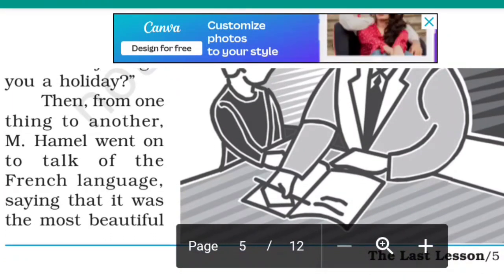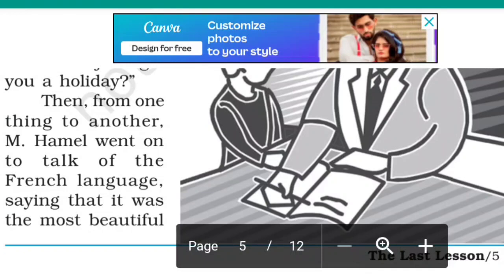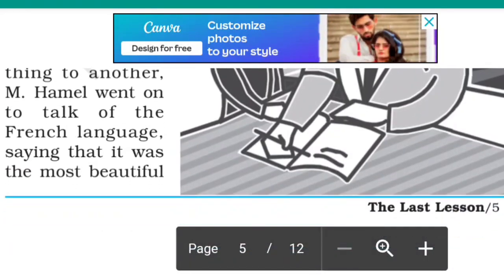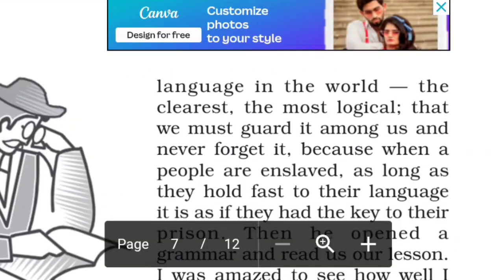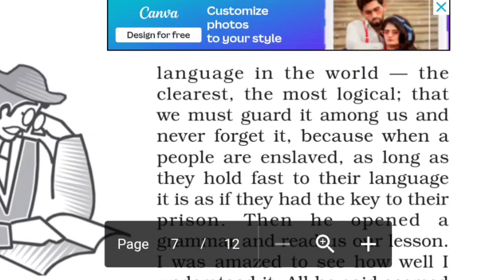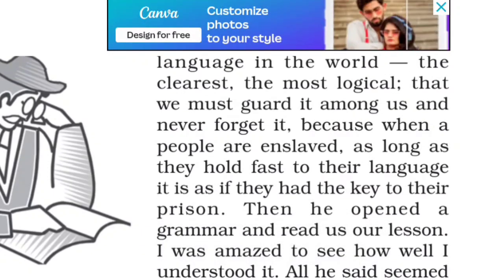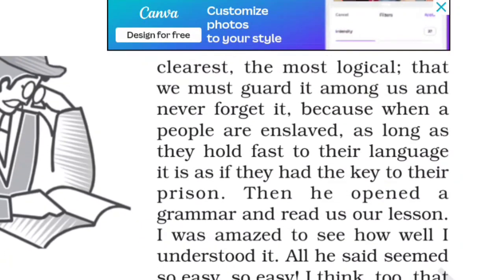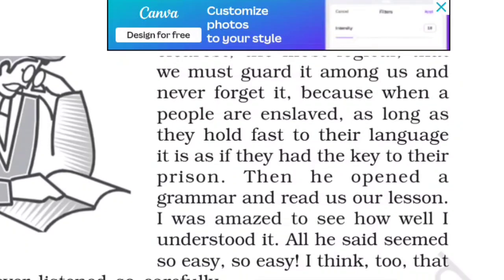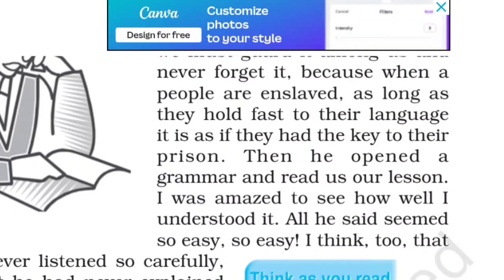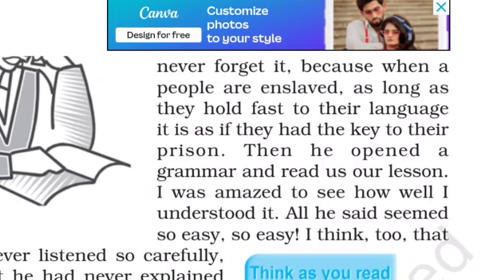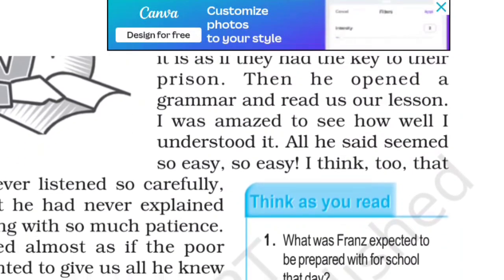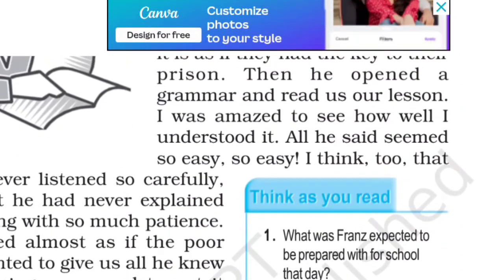Then, from one thing to another, M. Hamel went on to talk of the French language, saying that it was the most beautiful language in the world, the clearest, the most logical, that we must guard it among us and never forget it. Because when a people are enslaved, as long as they hold fast to their language, it is as if they had the key to their prison. Then he opened a grammar and read us our lesson.